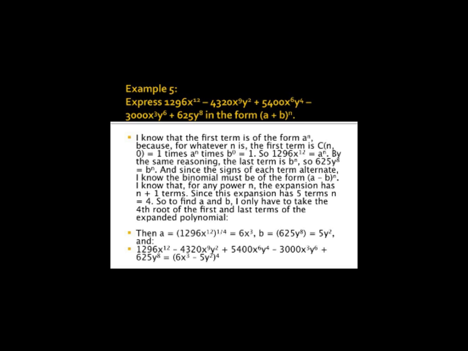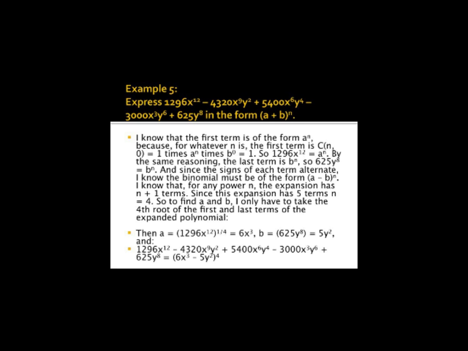And since the signs of each term alternate, we know that the binomial must be of the form (a minus b) to the n. We know that for any power n, the expansion has n plus 1 terms. Since this expansion has 5 terms, n equals 4.